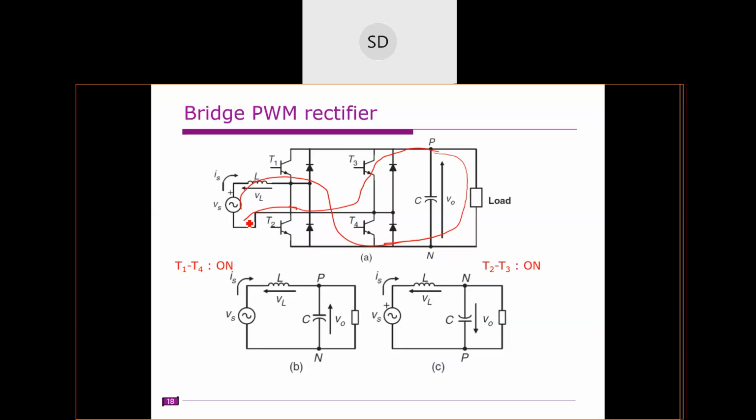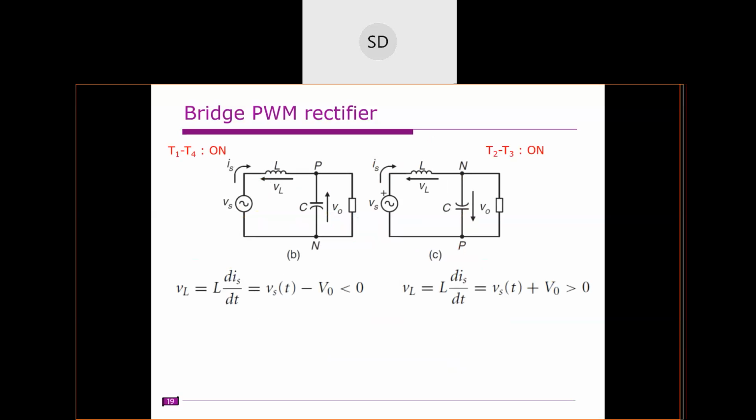So that means the capacitor will be charged in the opposite direction. For this particular case, for T1, T4, if you turn on, you will get positive voltage. When you turn on T2, T3, you will get the negative voltage, right? The same thing is reflected here. Okay, so let us write these equations.